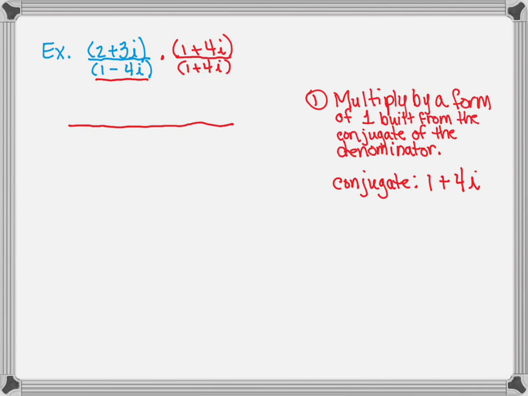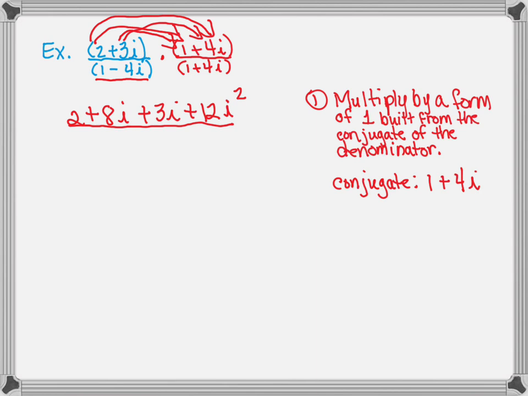And now I'll multiply. So I have 2 times 1, which is 2. 2 times 4i, which is 8i. 3i times 1, which is 3i. 3i times 4i, which is 12i squared. And I think I'll change my color for my denominator. 1 times 1 is 1. 1 times 4i is 4i. Negative 4i times 1 is negative 4i. Negative 4i times negative 4i is negative 16i squared.